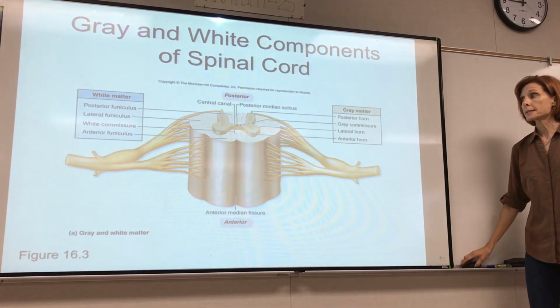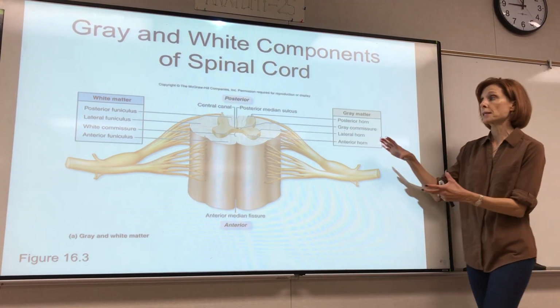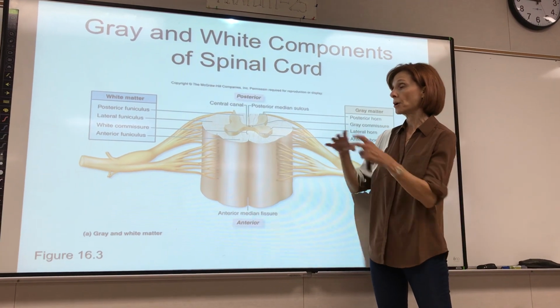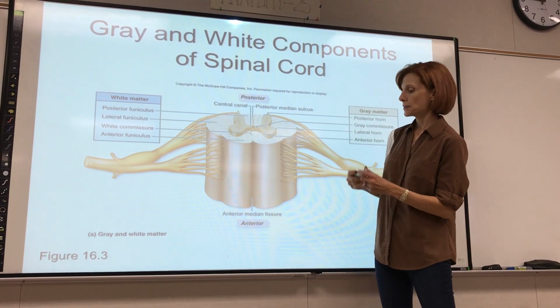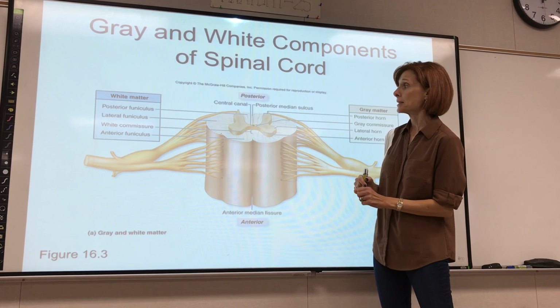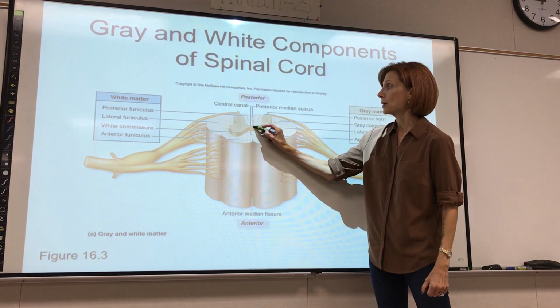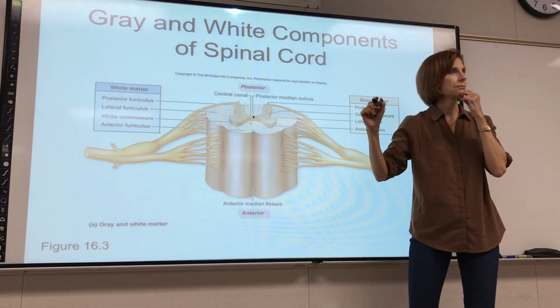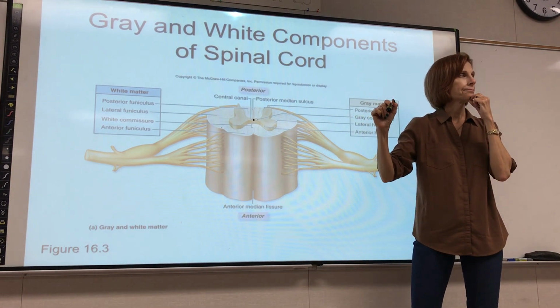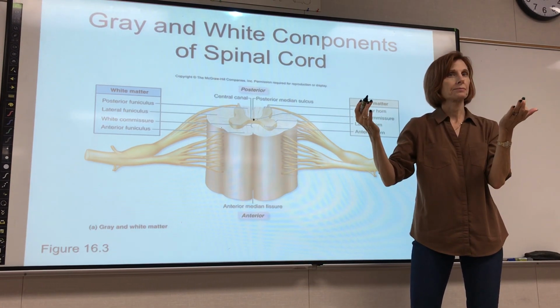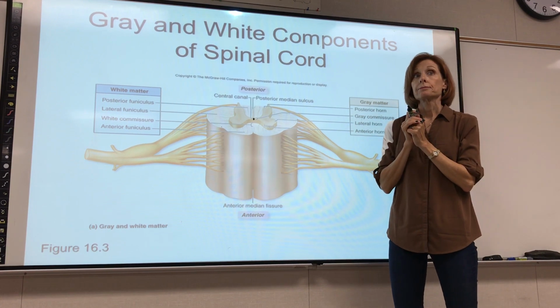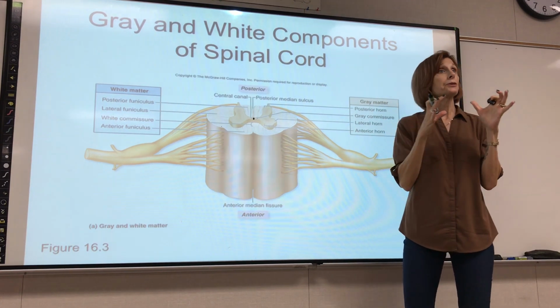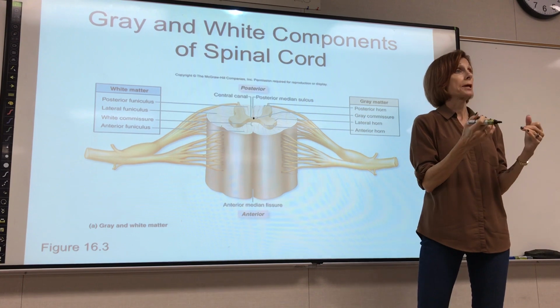Okay, so this is a cross-section through the cord. Notice, just like in the brain, the white matter and gray matter are separated. Let's talk about some of the structures you see here. We know there is a central canal, right in the middle of the gray matter there. What is in the central canal? What does it contain? Just like the ventricles, it contains cerebrospinal fluid.